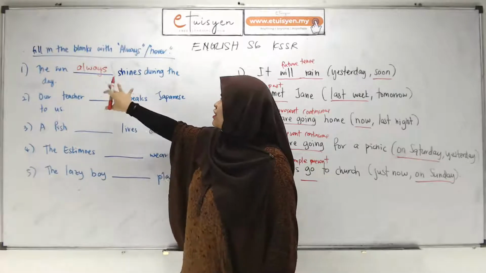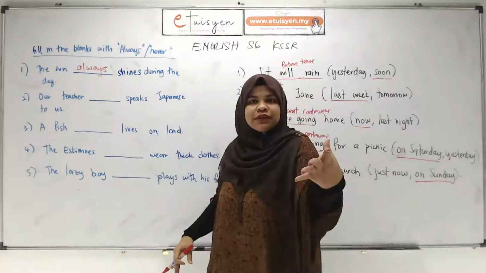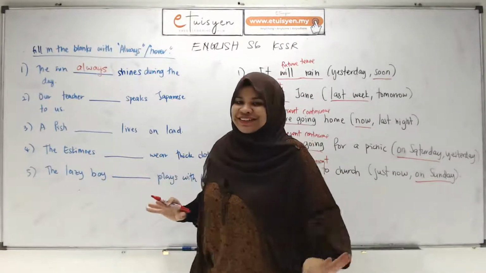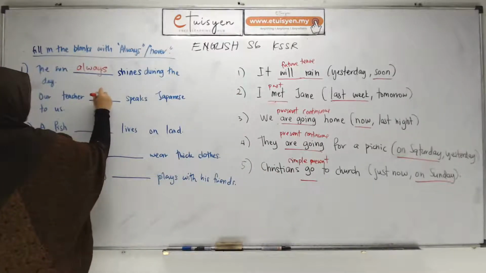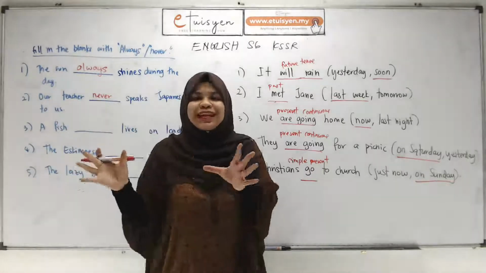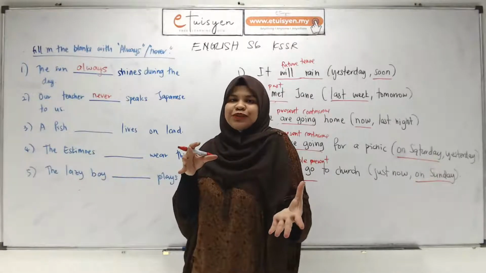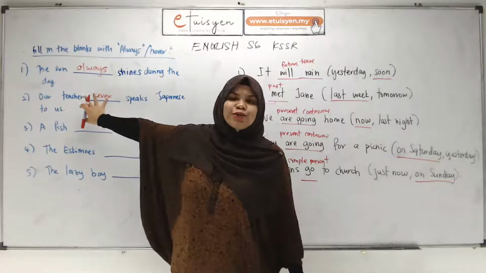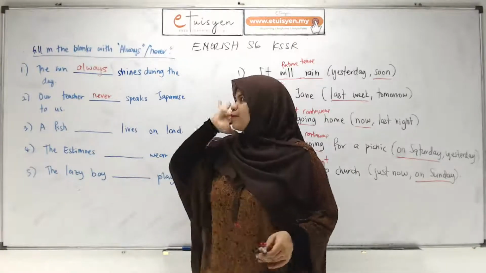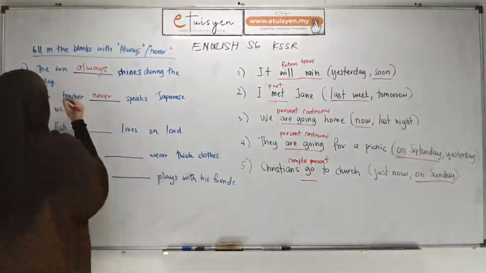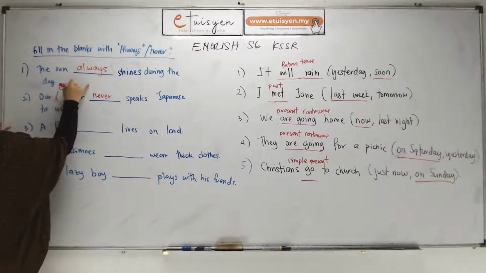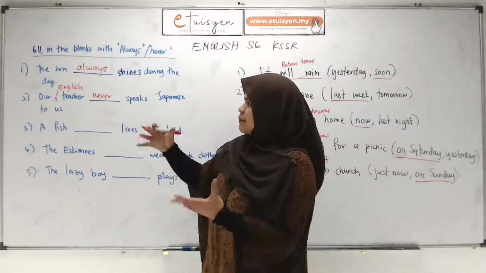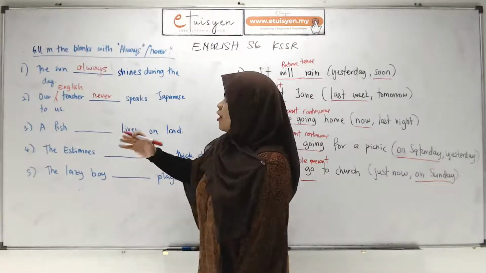Now second one, our teacher blank speaks Japanese to us. Have I ever spoken Japanese to you? I think I only speak either English or Malay to you. So this one, never. For this example, let's assume the teacher is me. I never speak Japanese to you. Or did I? I can't recall. Probably maybe one or two words, but this one is never. Probably I should put here, our English teacher, to make it less confusing. Our English teacher never speaks Japanese to us. Because if it's a Japanese teacher, then somebody will speak in Japanese, right?